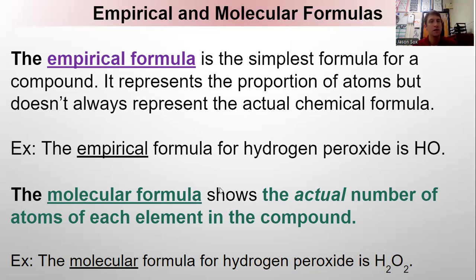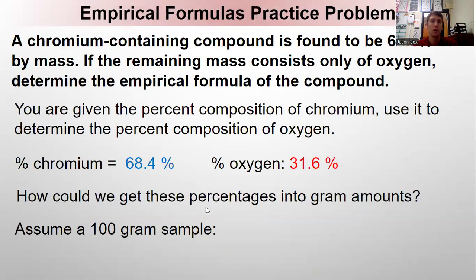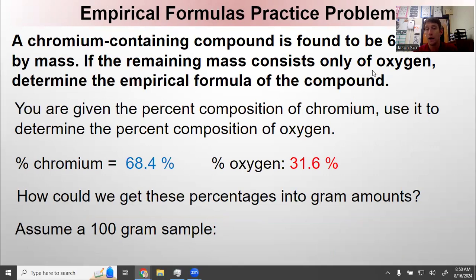So you need to know the definition between these two. We're going to talk a little bit about how you solve for each. Let's consider this problem. A chromium-containing compound is found to be 68.4% chromium by mass. If the remaining mass is only oxygen, what would the empirical formula be?